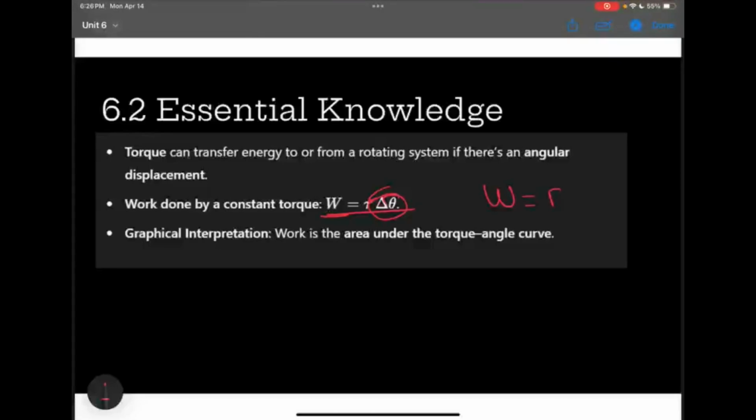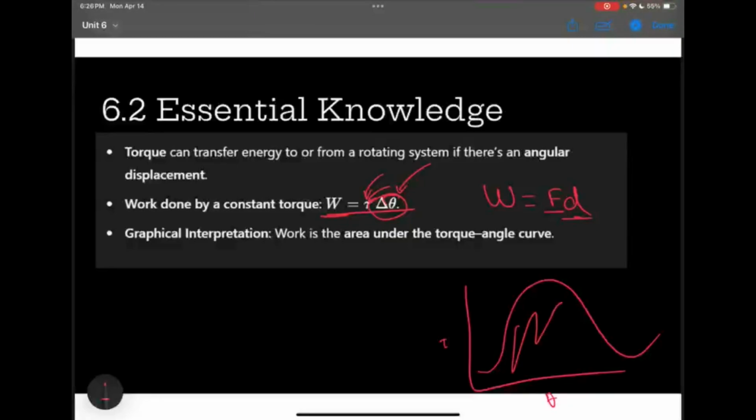Now remember, for translational work, it'd be the force times the distance and displacement. So this works exactly the same way, where we just multiply this torque by this angular displacement. And then also in a graphical sense, it would be the area under a torque and angle curve like this.